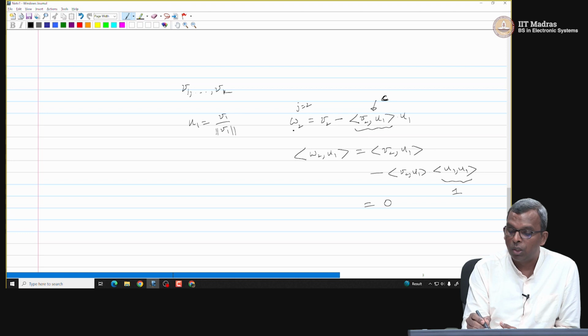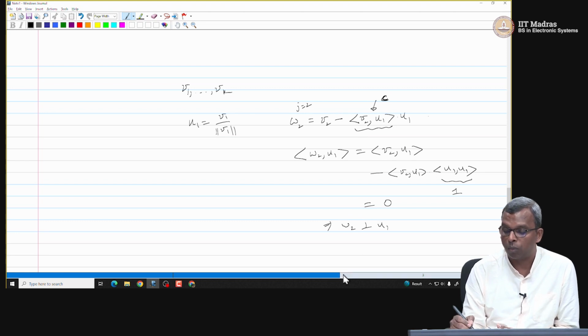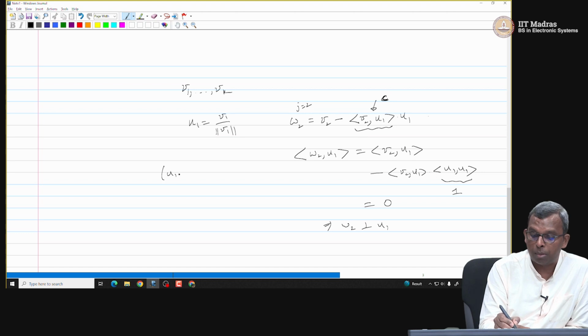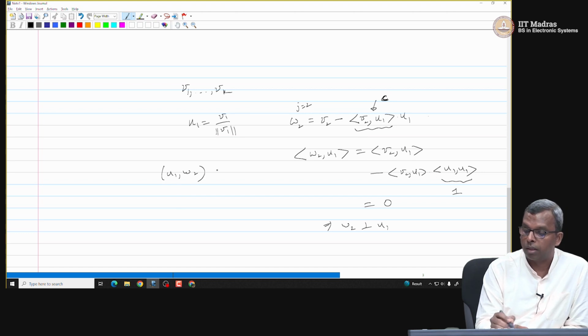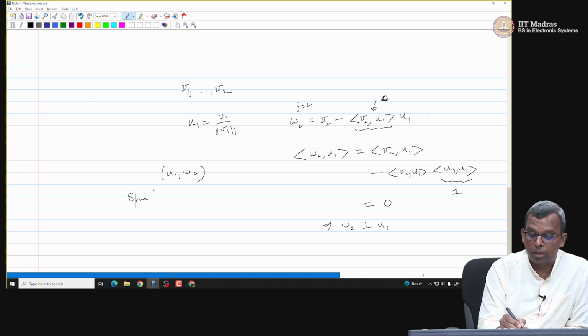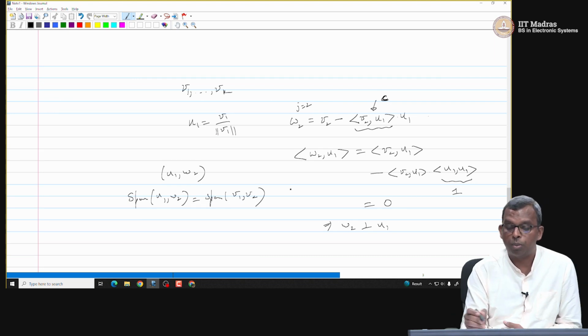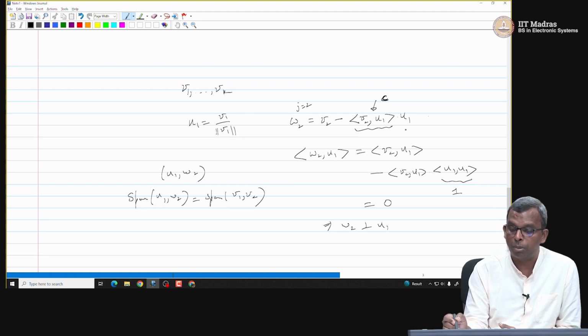So, this w2 which I have formed, v2 minus this guy, is actually perpendicular to u1, okay. So, what I have generated here is u1 comma w2, okay, right. w2 is v2 minus this into u1, right. So, this is like an elimination step. So, span of u1 w2 is the same as span of v1 v2, okay. I hope you see that. See, u1 is nothing but v1 by norm v1, right, and then we are doing v2 minus something into v1. So, the span remains the same.